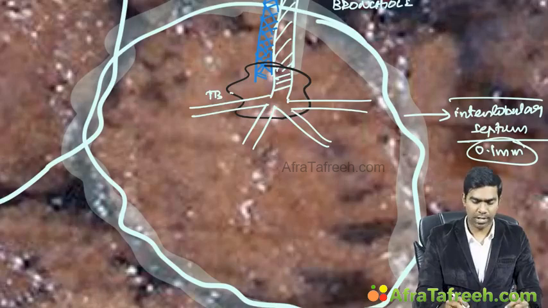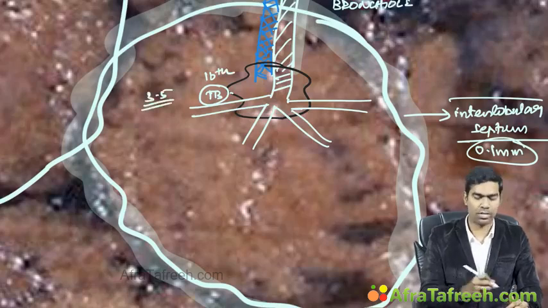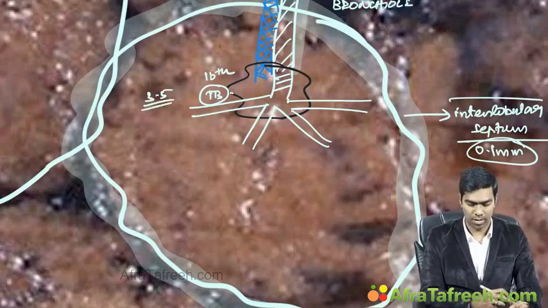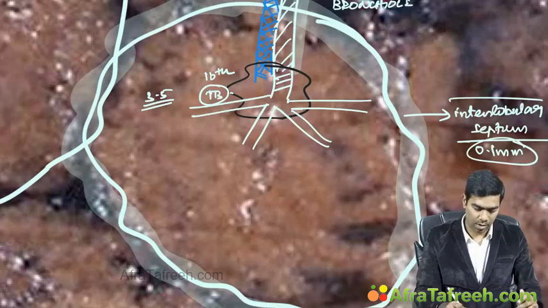Approximately how many terminal bronchioles? This is generation number 16. You know that. Typically, they have 3 to 5 terminal bronchioles in a secondary pulmonary lobule. Okay. Now, these terminal bronchioles are further going to divide into multiple respiratory bronchioles.